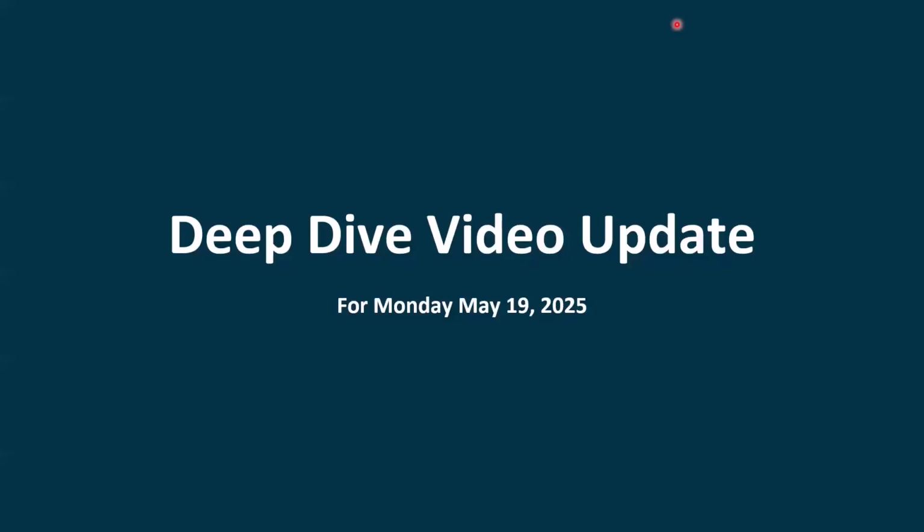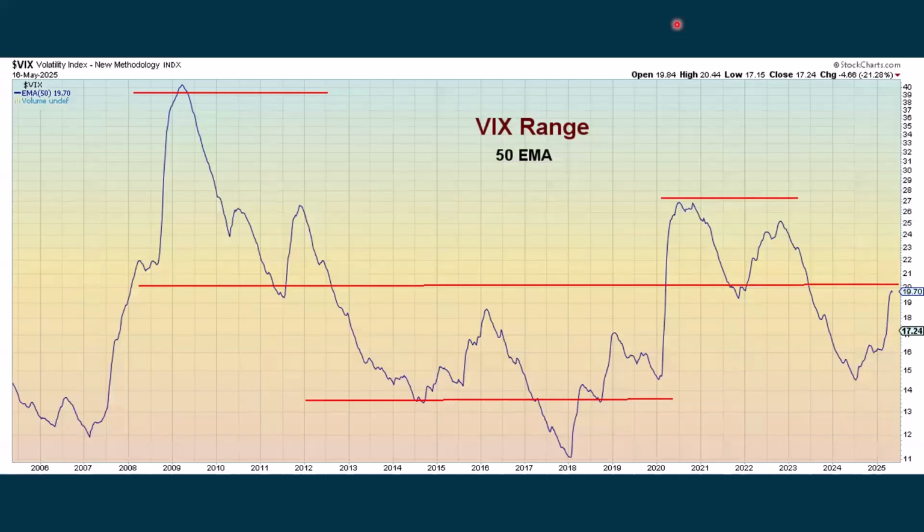This is being prepared from Monday, May 19th. This is a chart that I just used in this video. It's a long-range look at the VIX itself, and the VIX is on this chart, but it's invisible. Over top of that is a 50-period exponential moving average. This gives us an idea of the overall range of the VIX, and even though we've been coming up and we were getting close to that 20 level, we're not there yet.